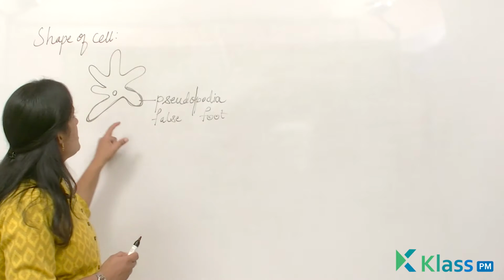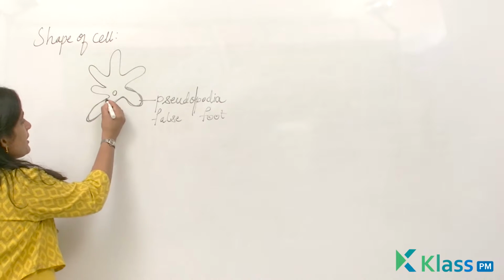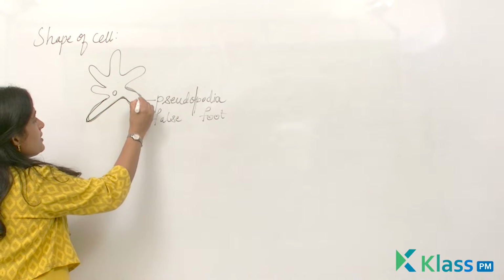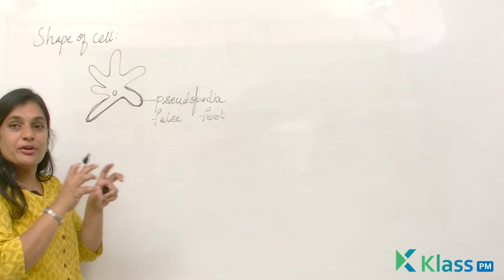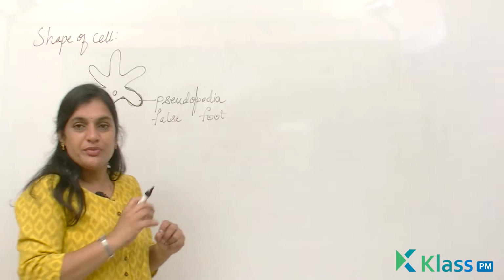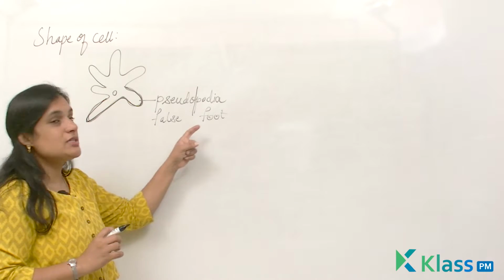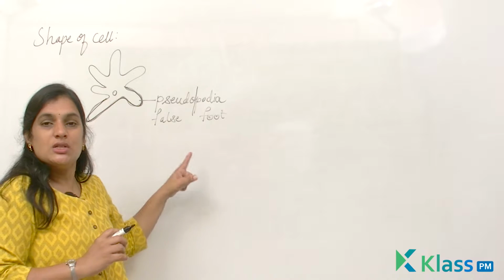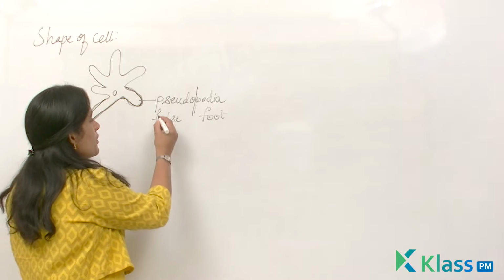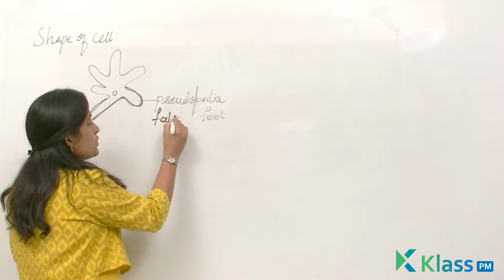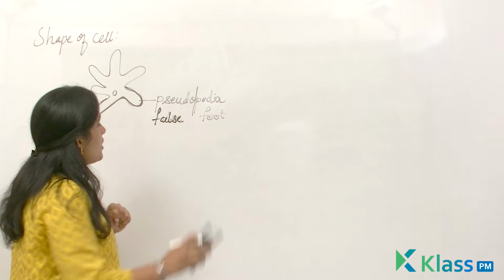In fact, you see that there are some finger-like projections, right? You can see these finger-like projections protruding out of the body. So what are these finger-like projections called? These are called pseudopodia. What are these called? Pseudopodia. Pseudopodia means a false foot.